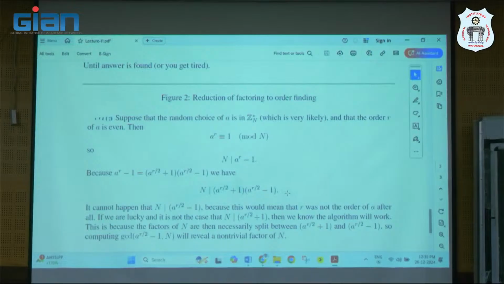Now we will have a GCD, which will be fine. This is because the factors of N are necessarily split between this and this. So computing the GCD of A to the power R over 2 minus 1 and N will reveal a non-trivial factor of N. Agreed? Any questions? You just look at it for a while. Let it absorb.